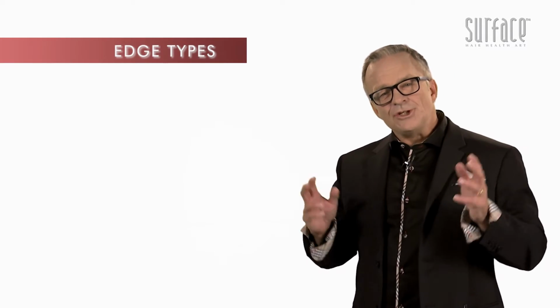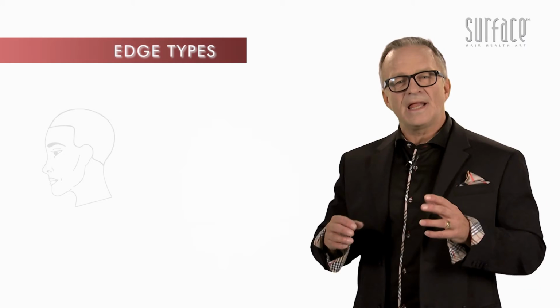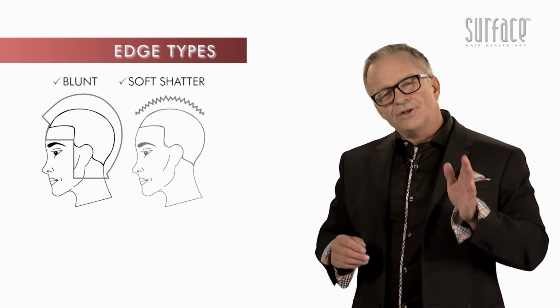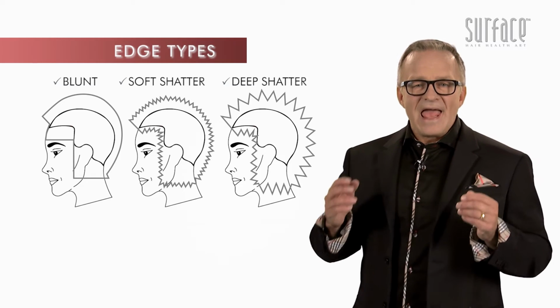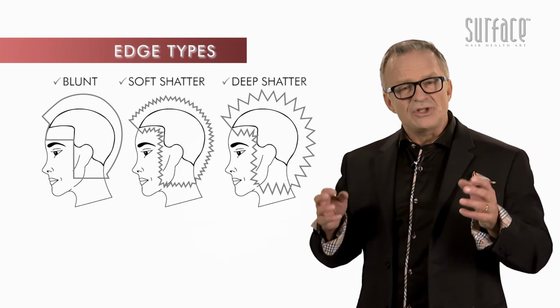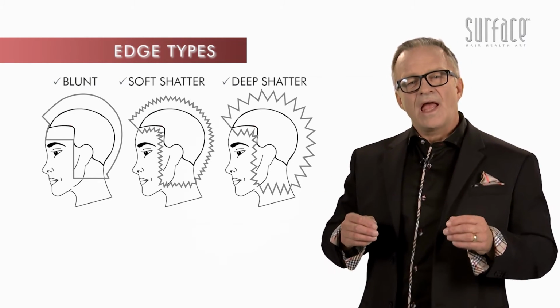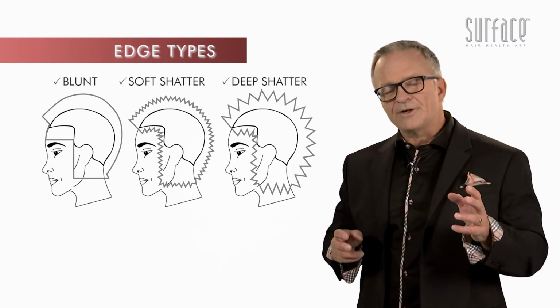The razor and shear can be used to create either a blunt or shattered edge. The degree of shattering will depend upon the texture of the hair you're working with and the movement desired. A deep shatter is best on thicker hair, and a soft shatter is preferred for finer hair.